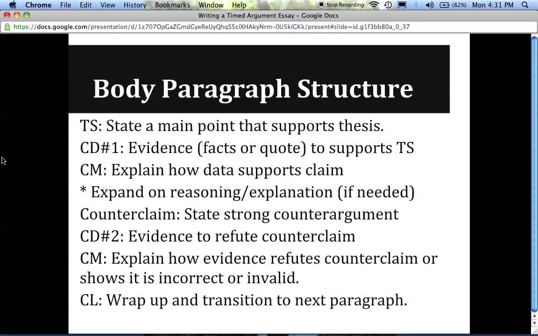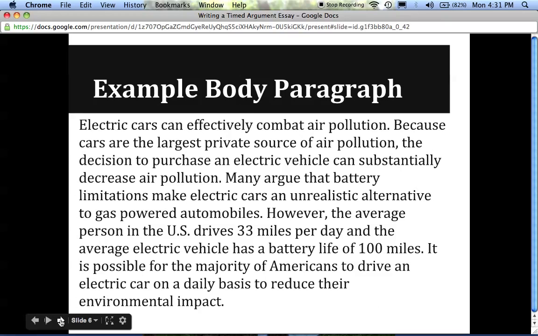And then your conclusion sentence is really to wrap up your paragraph and transition to the next one. Using that sentence to transition can be a really good idea. So I wanted to read you an example of a body paragraph. This is a body paragraph taken from a timed piece about basically purchasing electric cars as a strategy for combating air pollution and whether that's a good idea.